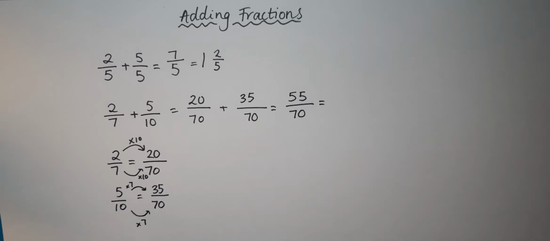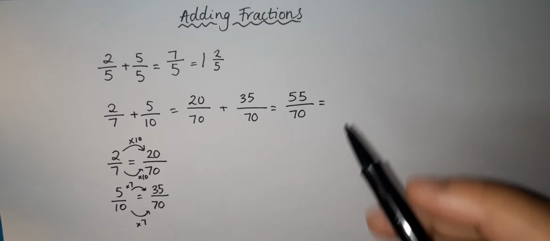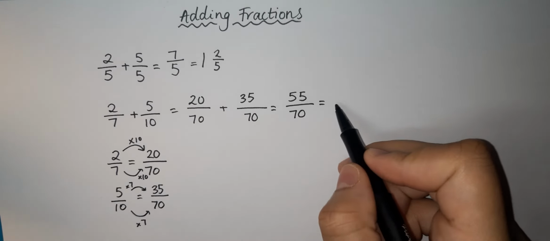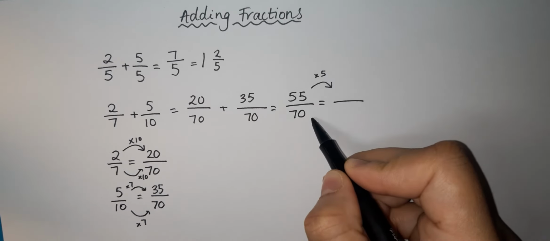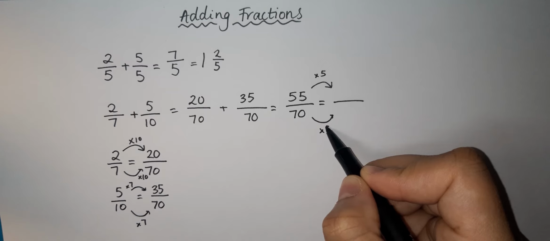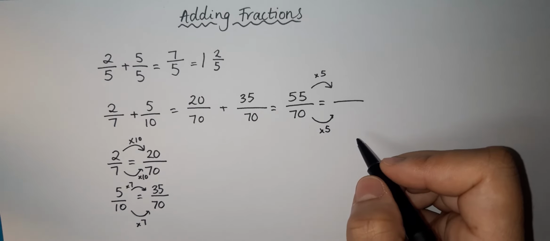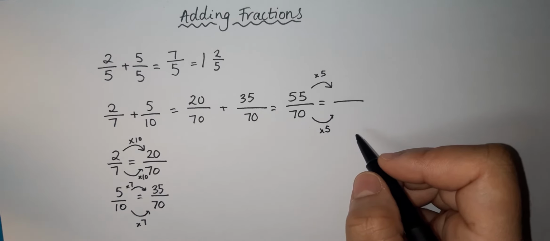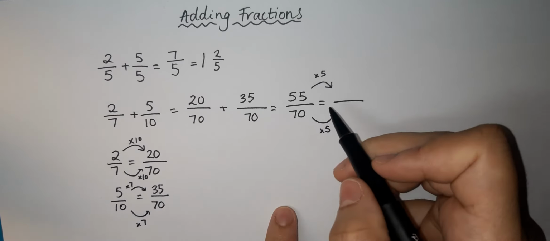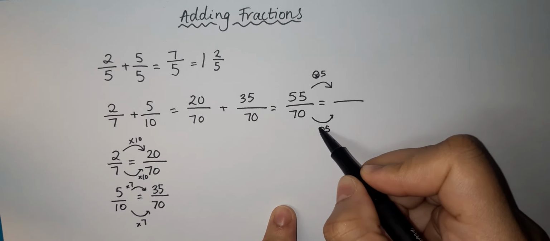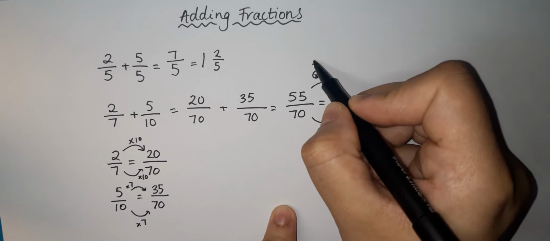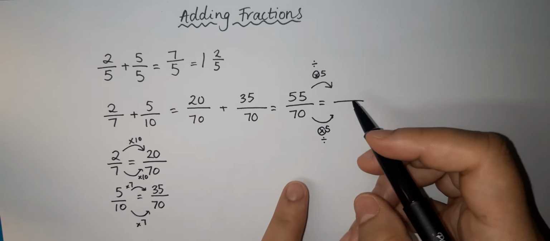Now, if we look at 55 and 70, we can see that both of the numbers can be divided by 5. So, if we do this, remember to make sure you write out everything that you do, so when you go back to checking it, you can see your method very clearly and you can pick out the mistakes very easily. So here, we made a mistake. It's not supposed to be times, it's supposed to be divide. So that's wrong.